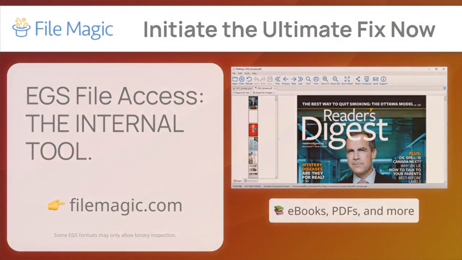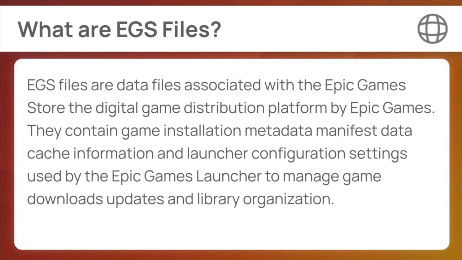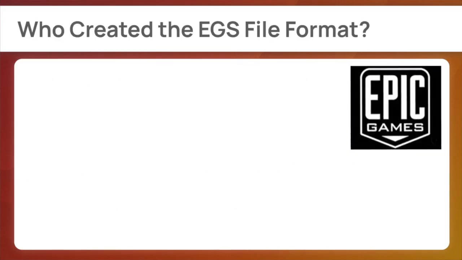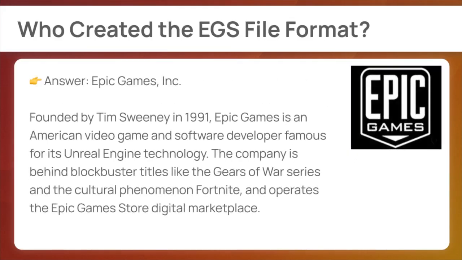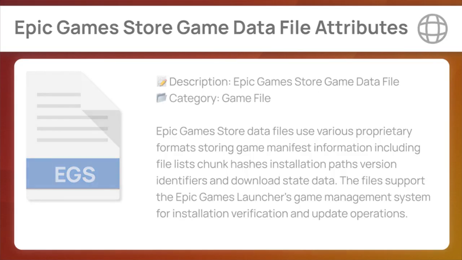Here's a quick preview. EGS files are data files associated with the Epic Games Store, the digital game distribution platform by Epic Games. They contain game installation, metadata, manifest data cache information, and launcher configuration settings used by the Epic Games Launcher to manage game downloads, updates, and library organization. Epic Games Store data files use various proprietary formats, storing game manifest information, including file lists, chunk hashes, installation paths, version identifiers, and download state data. The files support the Epic Games Launcher's game management system for installation, verification, and update operations.